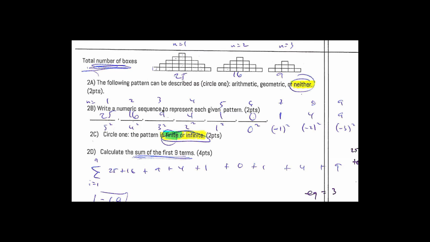Write a numeric sequence to represent each given pattern. You have 6 blanks and only 3 pictures, so you're going to have to continue the pattern. I recognize that the center column here is 5, and if I square it, I get 25. Center column is 4, 4 squared is 16, 3 squared is 9. If you continue the pictures, you're going to have 2 squared, then 1 squared, which is 1, and then just 0.